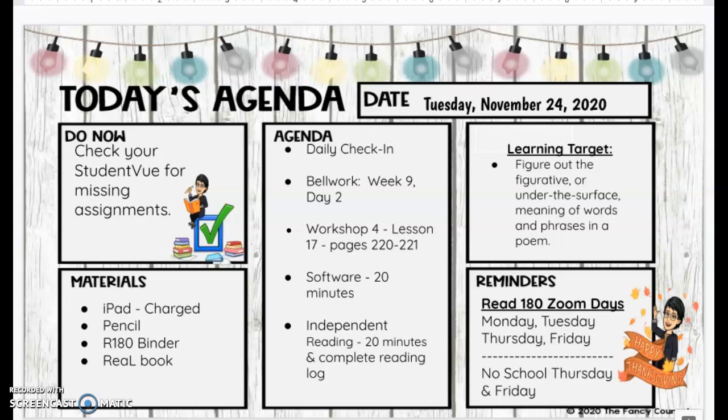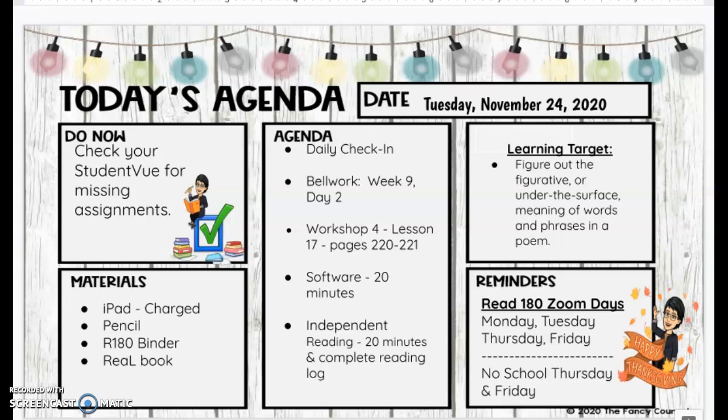Today is Tuesday, November 24th, and we will be continuing our lesson on Workshop 4 with looking at a poem today. Now, you're going to notice in today's agenda, I do want you to check your student view for missing assignments. I know some of you have submitted some late work. You'll need to give me a day or two to just get that corrected and updated. But you guys know what you have submitted.